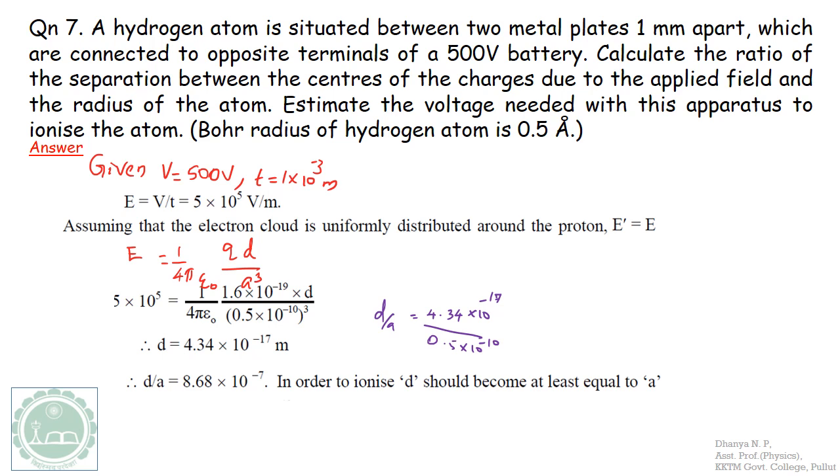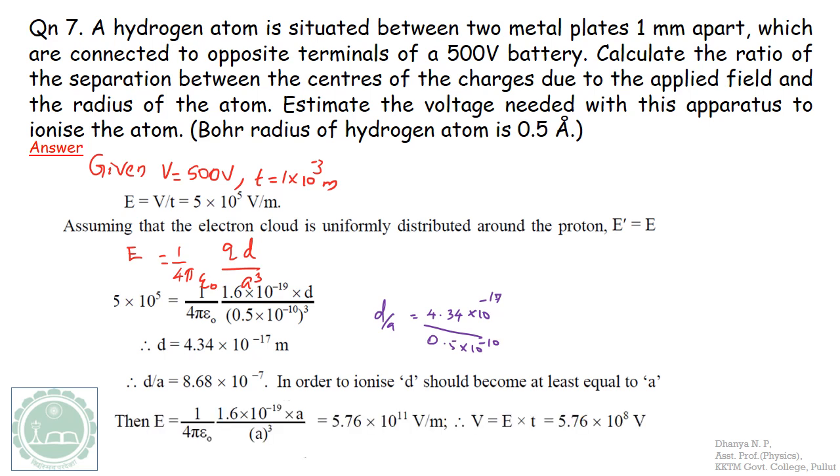Put d is equal to a in this equation. Therefore 5 into 10 raised to 5 is equal to 1 by 4 pi epsilon 0. We have to calculate the electric field here. E is equal to 1 by 4 pi epsilon 0 qd by a cube. d is equal to a, we have substituted d is equal to a. By calculating we will get 5.76 into 10 raised to 11 volt per meter.